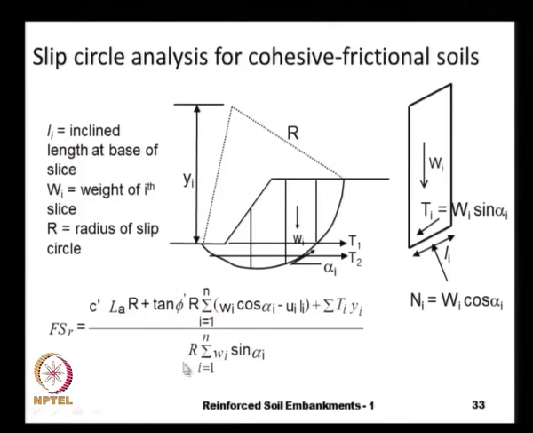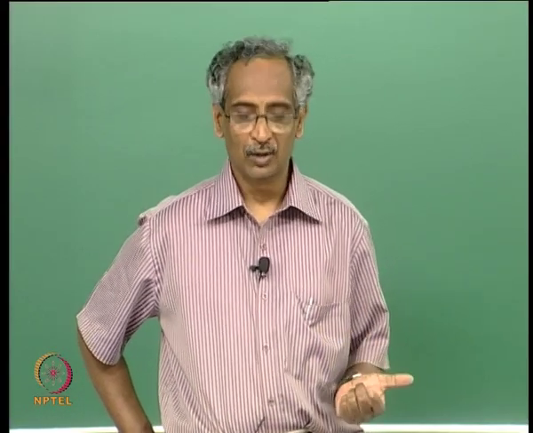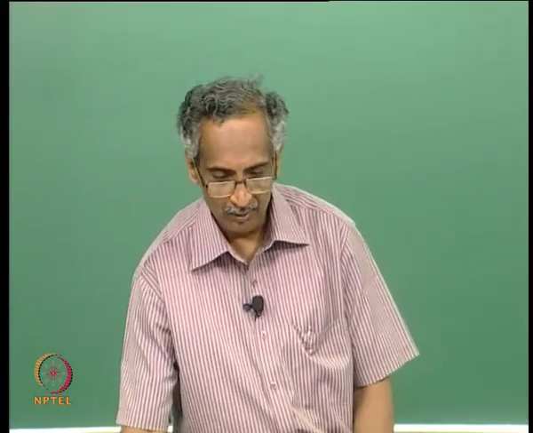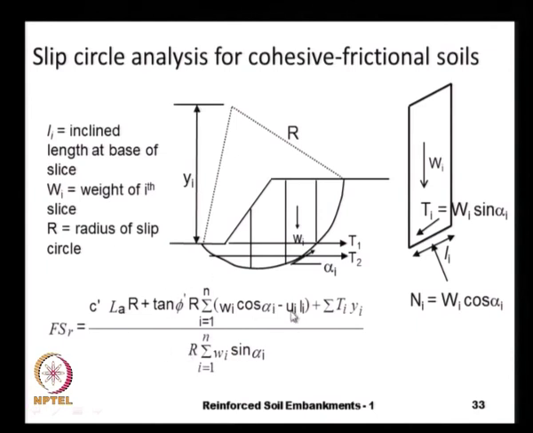This entire thing divided by the upsetting moment, that is the Wi sin alpha I multiplied by r, and this will give us the factor of safety of the reinforced slope. As I mentioned earlier, the target factor of safety is about 1.3 to 1.5, and we need to do some trial and error analysis and find out the quantity of reinforcement that we need to provide.